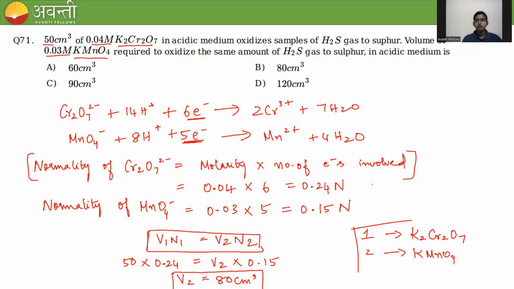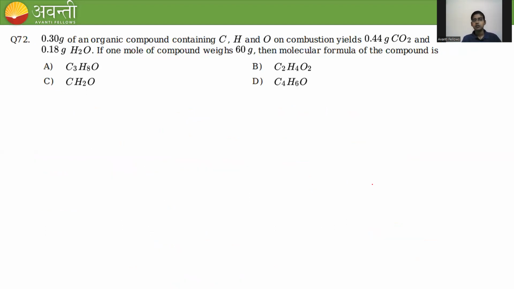Now moving on to the next question. Question number 72. 0.3 gram of an organic compound containing carbon, hydrogen and oxygen on combustion gives 0.44 gram carbon dioxide and 0.18 gram water. If 1 mole of the compound weighs 60 gram, then the molecular formula of the compound is. So what we have to do? We have to find out the molecular formula of the compound.